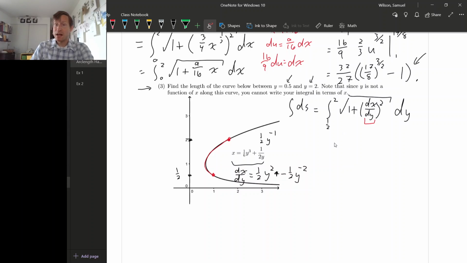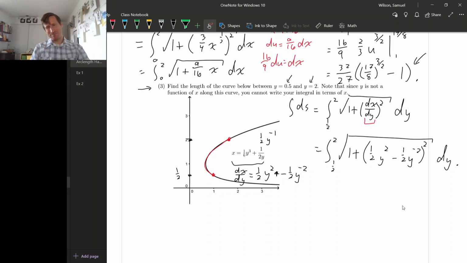Okay, so now we can take that and put it into our arc length integral here. So the integral from 1/2 to 2 of the square root of 1 plus, and then we put dx dy in here, 1/2 y squared minus 1/2 y to the minus second, squared, dy.